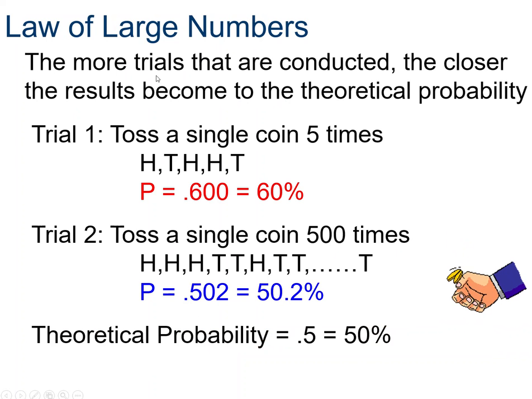Law of large numbers: the more trials that are conducted, the closer the results become to the theoretical probability. So if I flip a coin 5 times, and these are heads, tails, heads, heads, tails, 60% of the time somebody says it's going to end up on heads. Okay? Now if we change that and flip it 500 times, how many times does it land on heads? Almost exactly half, which is closer to the theoretical probability of 50%. So total possible outcomes 2, 50% of it will be heads.